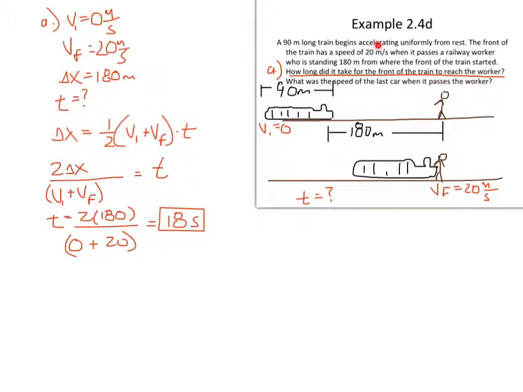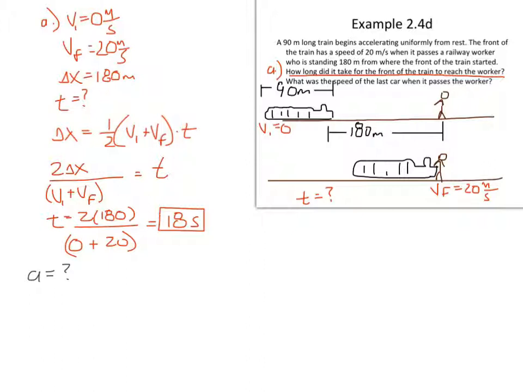What rate of change of speed did it take for the train to reach the worker? And it's going to be a uniform acceleration even after it passes the worker. So I'll write this in dark green. So acceleration equals what right there?